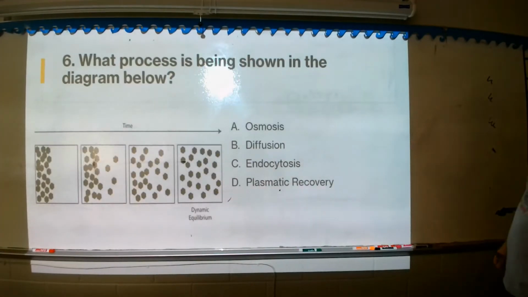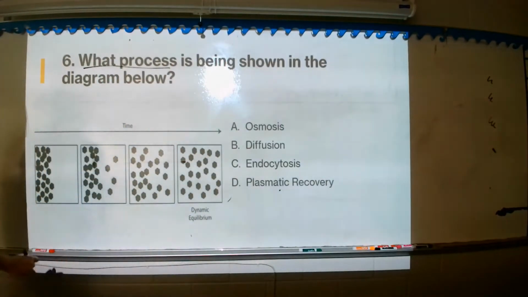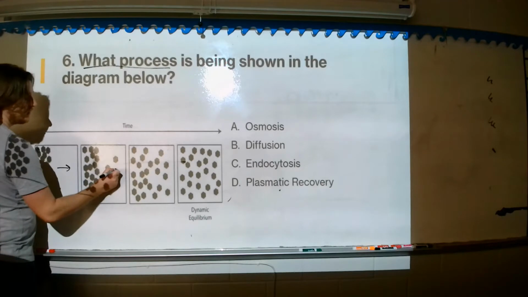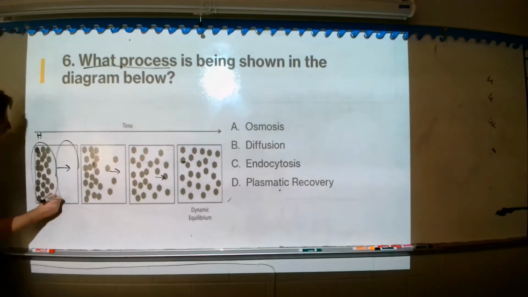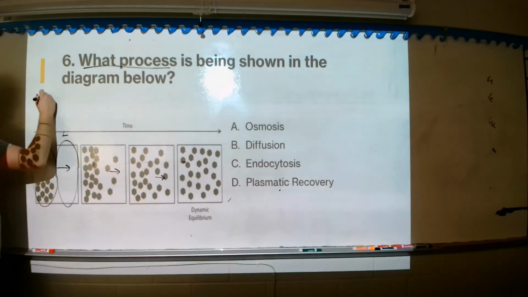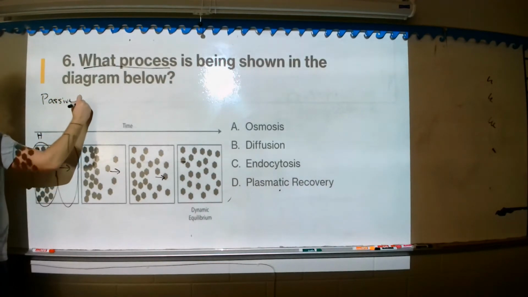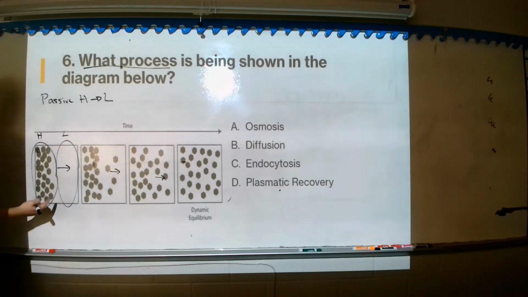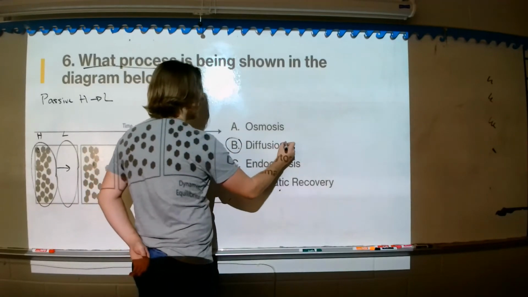What process is being shown in the diagram below? So again, I'm looking for process. So what process is this? I come down here, I see all these little things, I see them moving out. I see that it is going from high to low as they move, so this is going to be a type of passive because it's going from high to low. So now I just need to decide if this is diffusion or osmosis. I'm going to go with these are particles moving. So this is going to be diffusion because it's particles moving.